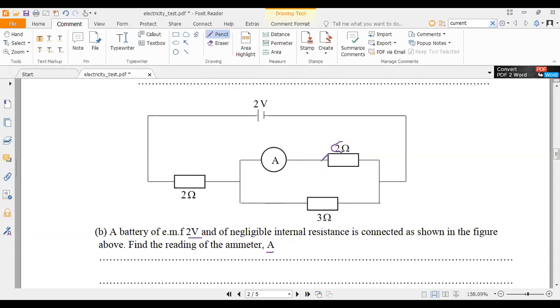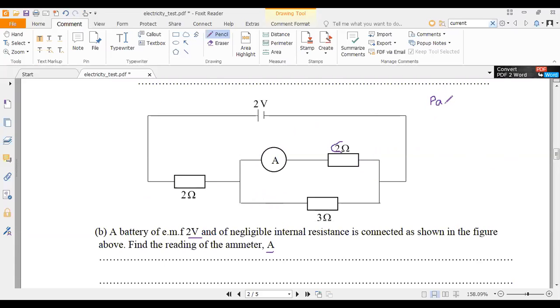But to find it, we have to first find the PD which passes through this parallel combination. And also we need to find the current which passes through the whole system. So let's first calculate the total resistance in the whole system, starting with the parallel combination.